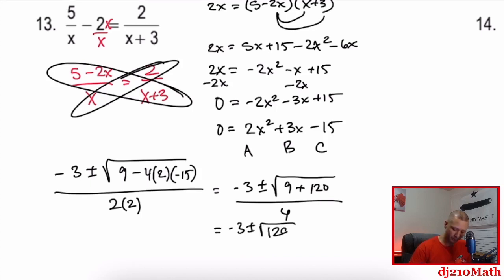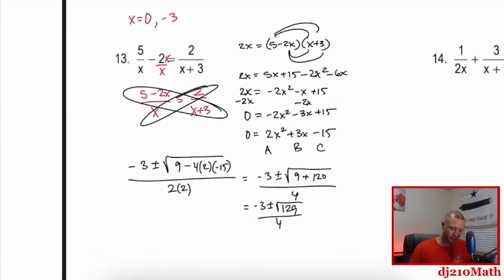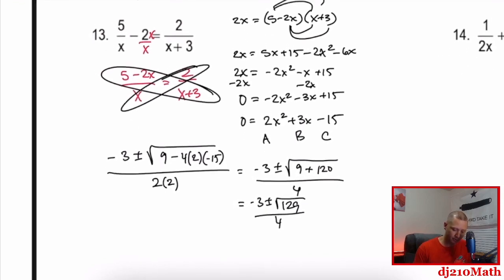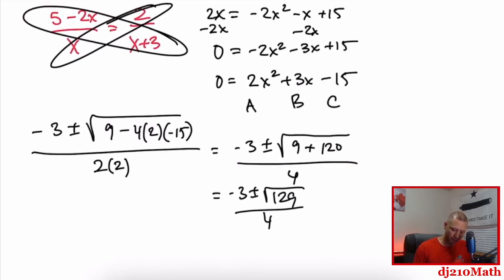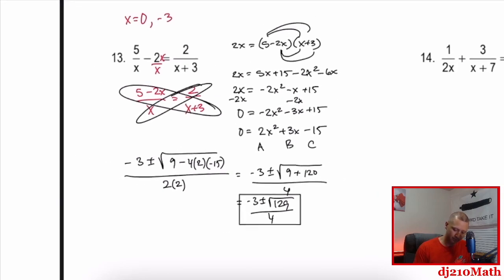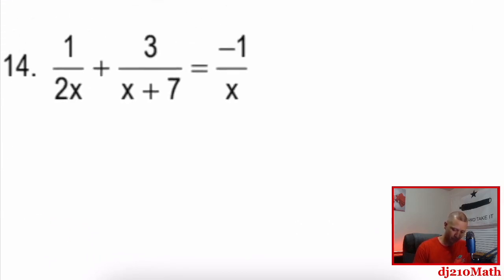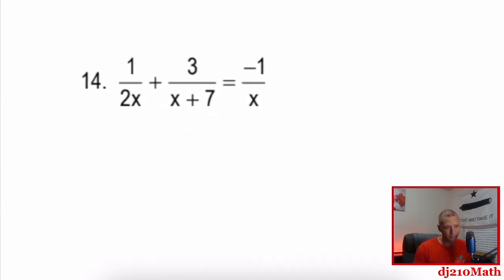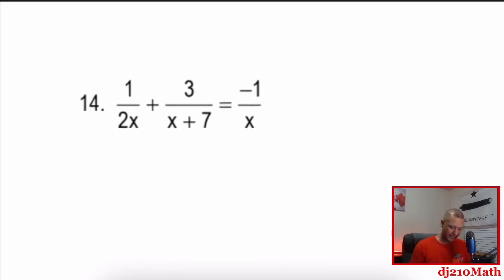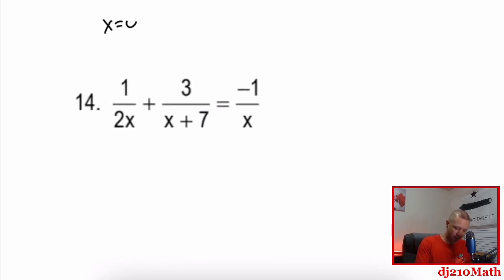I don't think that's a perfect square. That doesn't ring a bell. Okay, there are my two answers. Neither one of those are 0 or -3. So both of these would work. Okay, bad answers are going to be 0, -7.